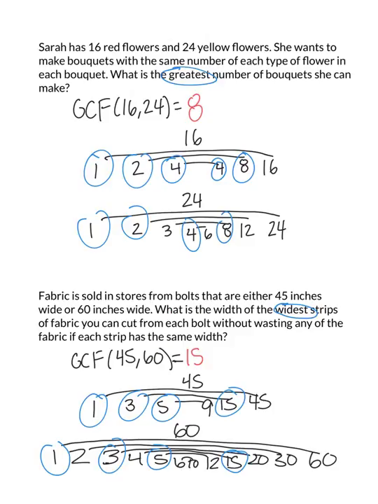In the next one, my keyword in this question at the end is widest. It's the biggest width, the most. So it tells me I'm going to use greatest common factor. This F factor tells me I'm going to feel the rainbow. So I make the rainbows, find my common factors, and the biggest one is 15. So my answers for these are 8 bouquets and 15 inches.